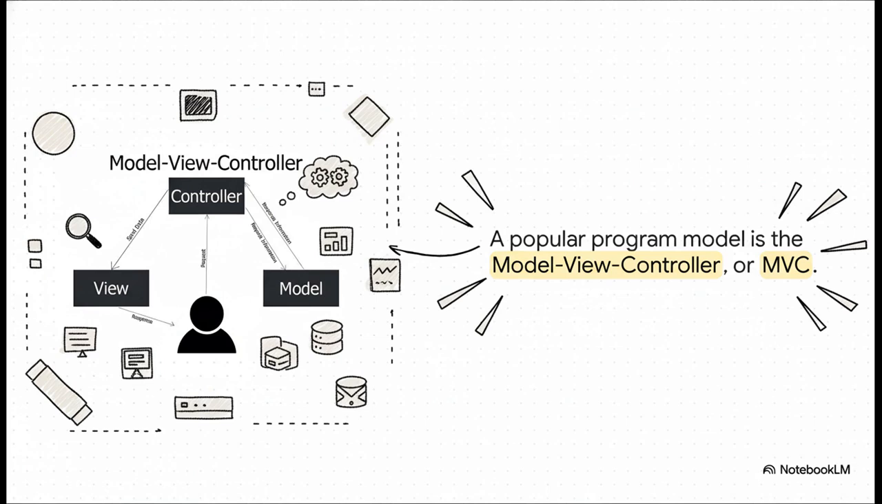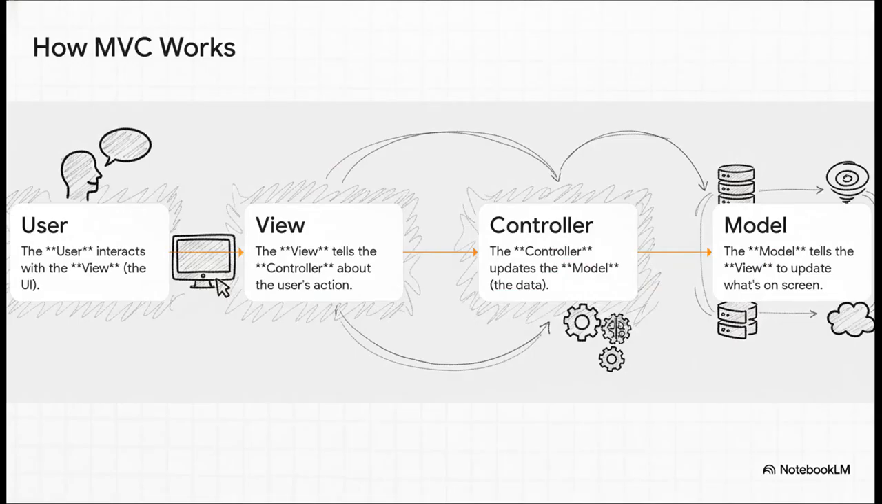And one of the most famous, most influential ones is the Model View Controller, or MVC. It's a really clever way of separating the different jobs inside an application. Let's break this down. The view is what you see, the user interface. The model is the actual data, like the text in your document. And the controller is the brain that connects the two.